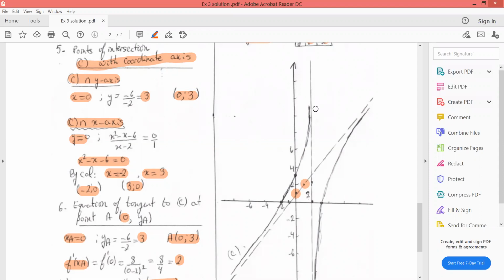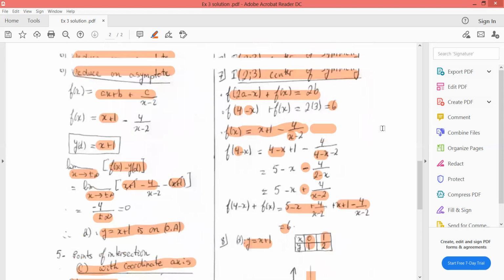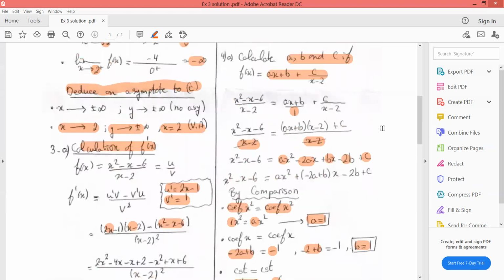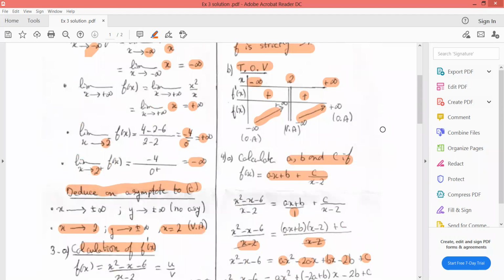We have an oblique asymptote and a vertical asymptote, which is x equals 2. This is the line x equals 2, the vertical asymptote, and this is the oblique asymptote. We draw the vertical and the oblique. No maximum, no minimum in this exercise, as we have seen in the table of variation. There is no extremum point, the curve is only increasing. We have two branches. So since it is increasing, we have no maximum nor minimum.